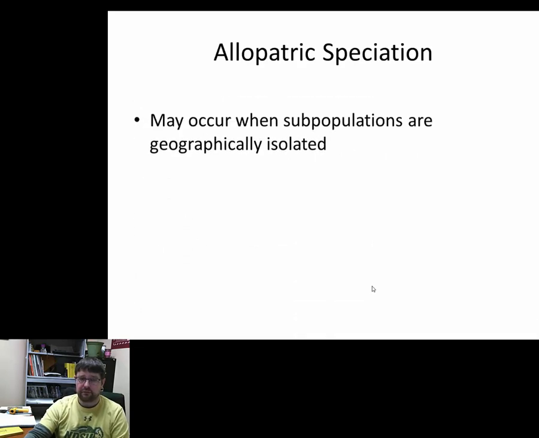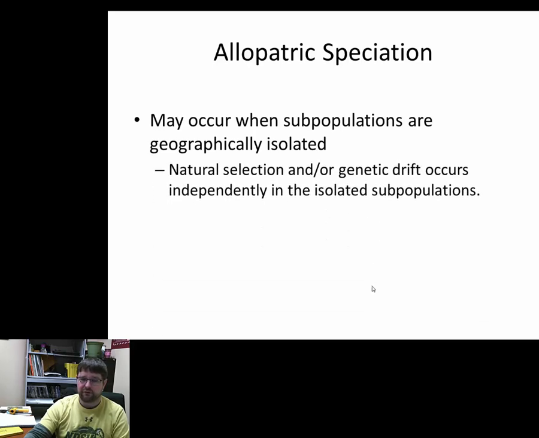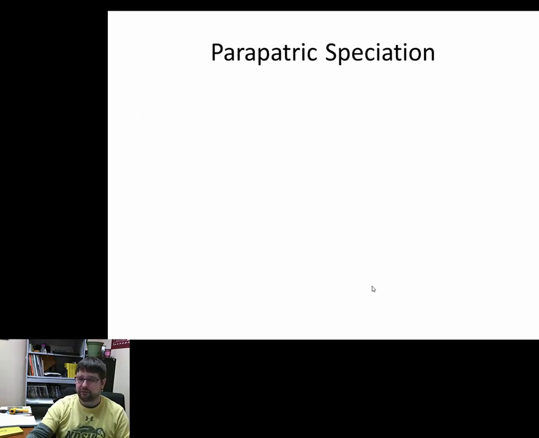All right, let's examine allopatric speciation. We already just talked about this. This is when populations are geographically isolated. They're isolated from one another, and then genetic drift, natural selection, and sexual selection can act upon those isolated subpopulations independently. Parapatric speciation is kind of a unique one.